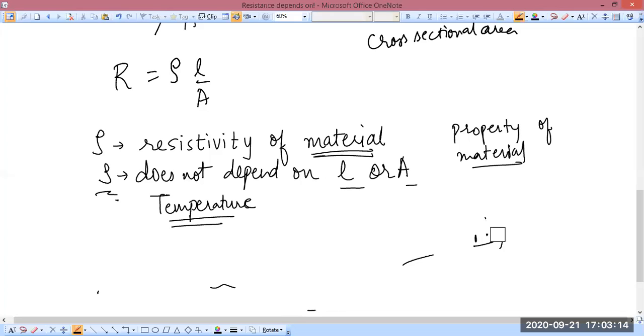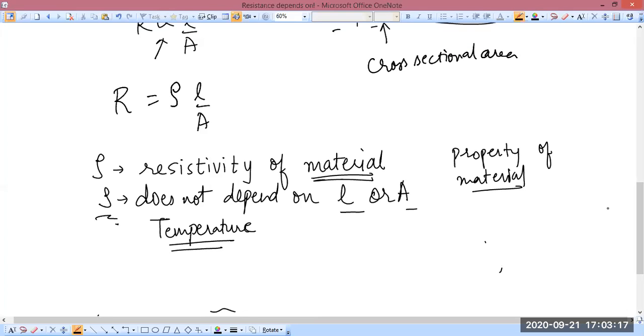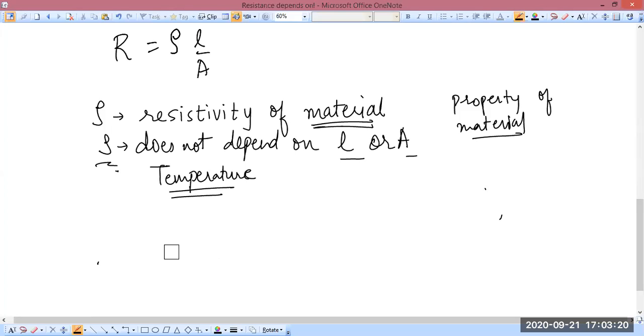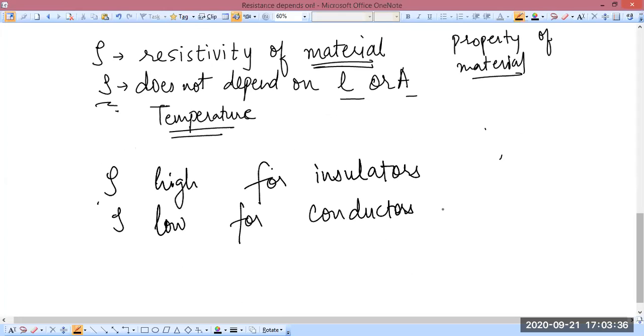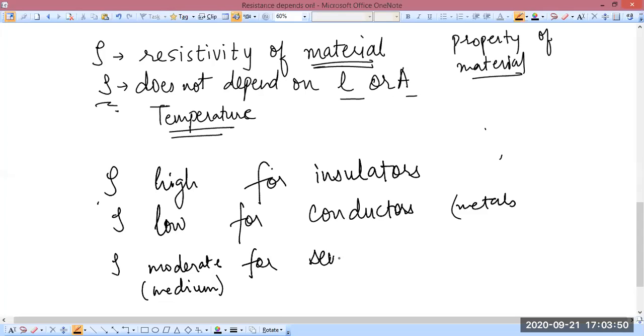So please remember these things. Just one final remark before we finish this. Resistivity is very high for insulators. Resistivity is very low for conductors, like metals. And resistivity is moderate, that is medium, not so low, not so high, for semiconductors.